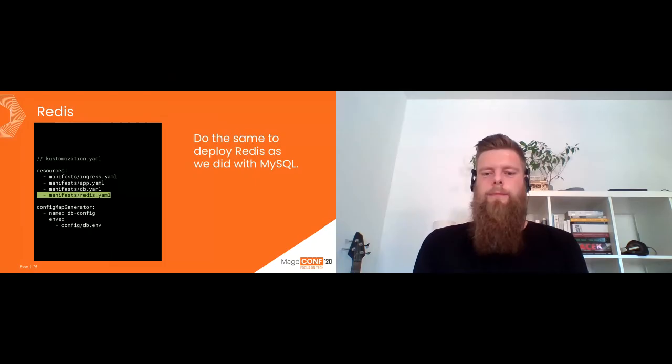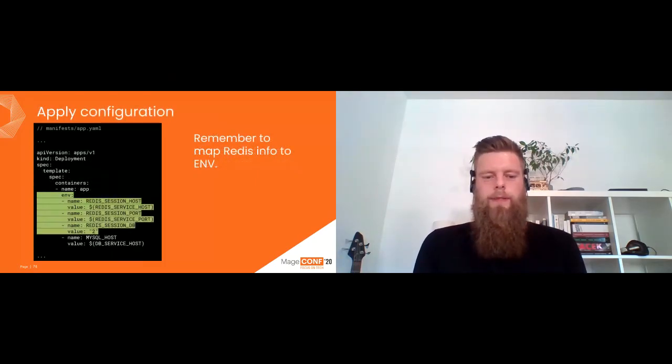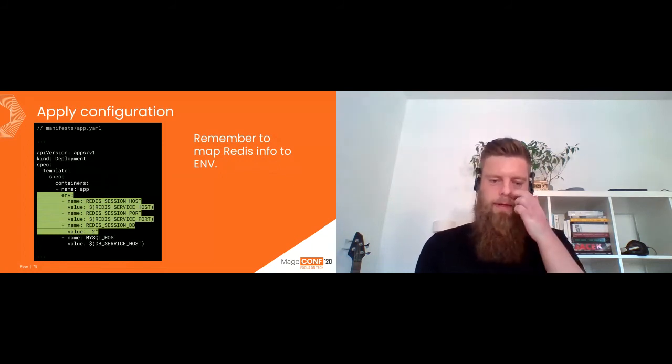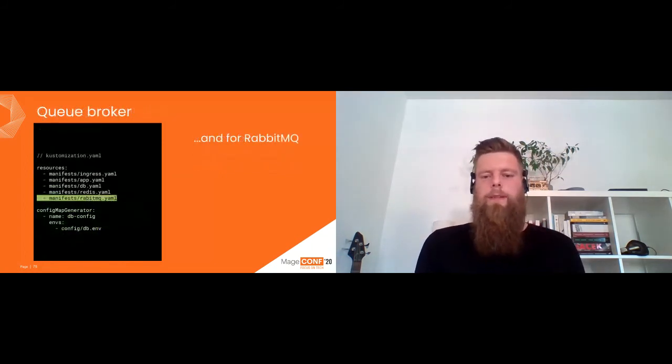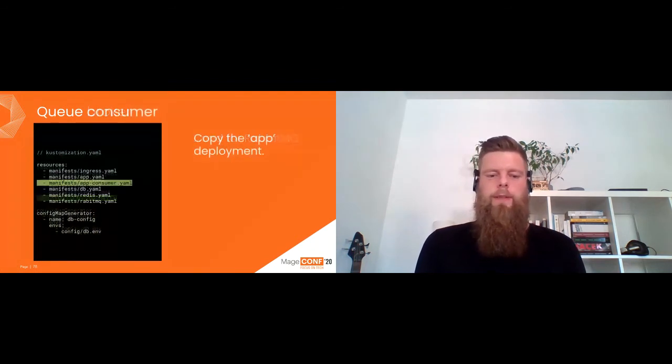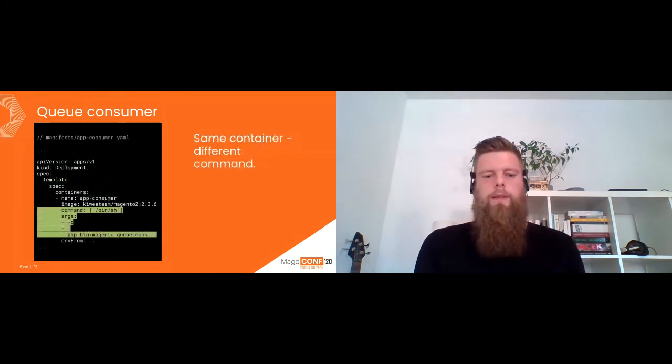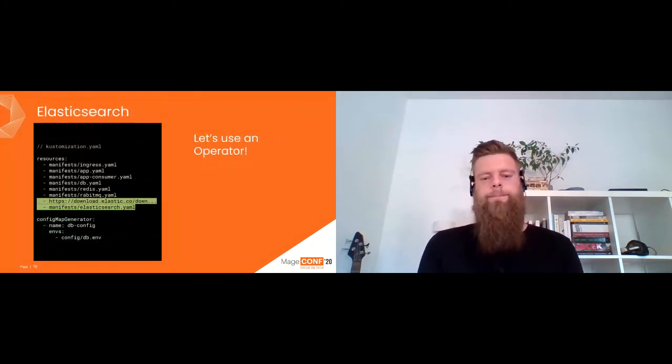Okay, let's do the same for Redis as we did for MySQL. Make sure that it's connected to Magento, so Magento is aware where to find it. We do basically the same for RabbitMQ. When it comes to the consumer, the queue consumer, just copy the app deployment, provide the custom command. That's why we wanted to use the same image for everything. That's in practice how you actually do that.